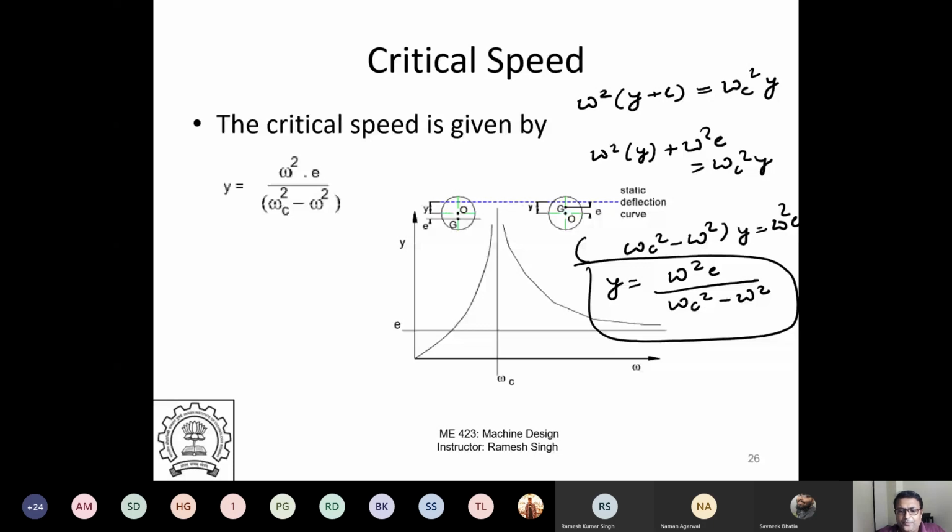Now I'll wait here. Do you see this equation? Can somebody tell me, if omega approaches omega c, what happens? What do you think will happen? Any guesses? You can type in the chat box, or you can unmute yourself and tell me. Either way is fine.